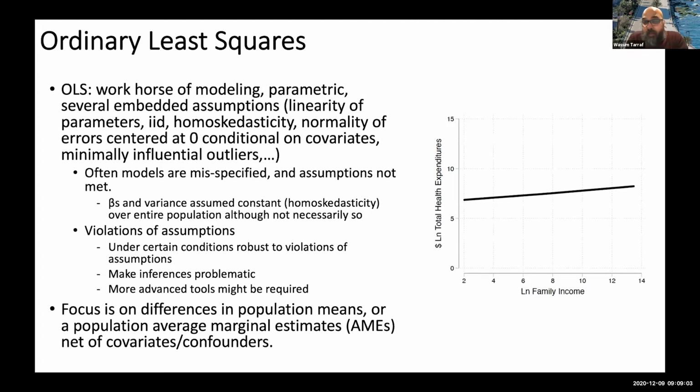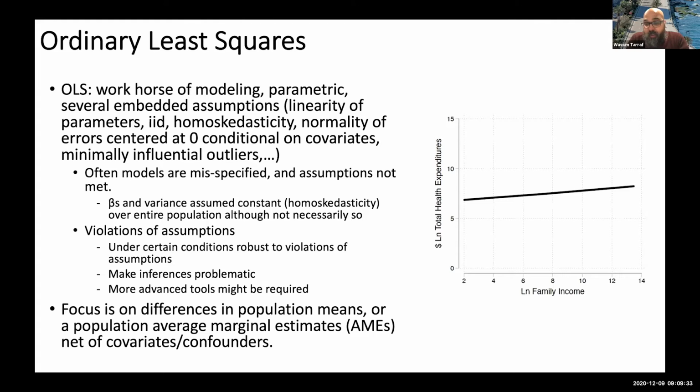Before I go into quantile regression, I want to talk a little bit about what we use most of the time, and that's the ordinary least squares method. This is something that all of us have been trained on. It's a method that's quite easy to use. It's really the workhorse of a lot of substantive research that's done. It's the workhorse of modeling, if you will.